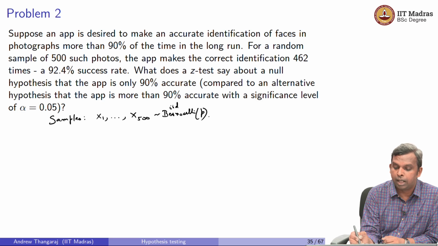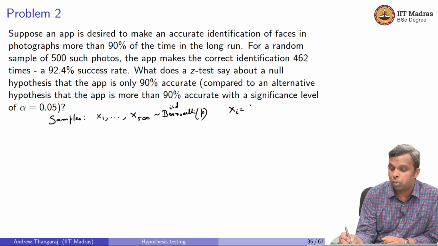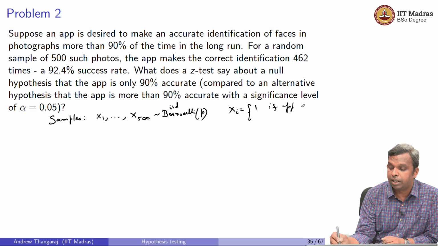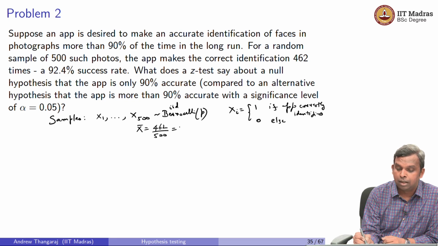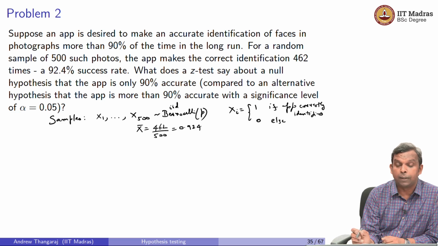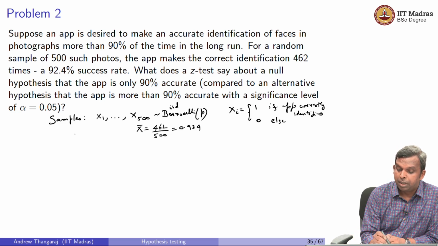p. Okay, and what is Xi? Xi is 1 if the app correctly identifies, zero else. Okay, so this is what's given to you. These are the samples, and the sample mean in this instance ended up being 462 by 500, okay, which is 0.924 as written down here. Okay, so that's what the sample mean ended up being.